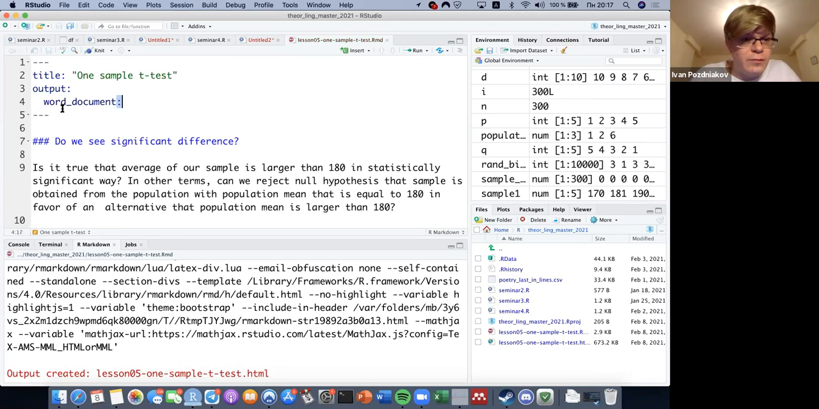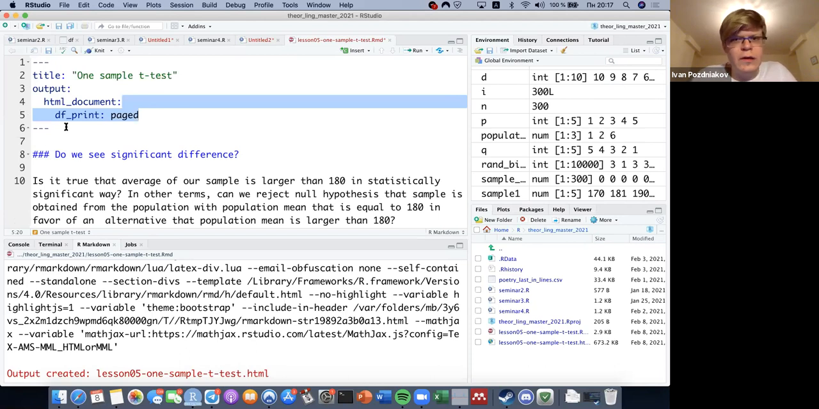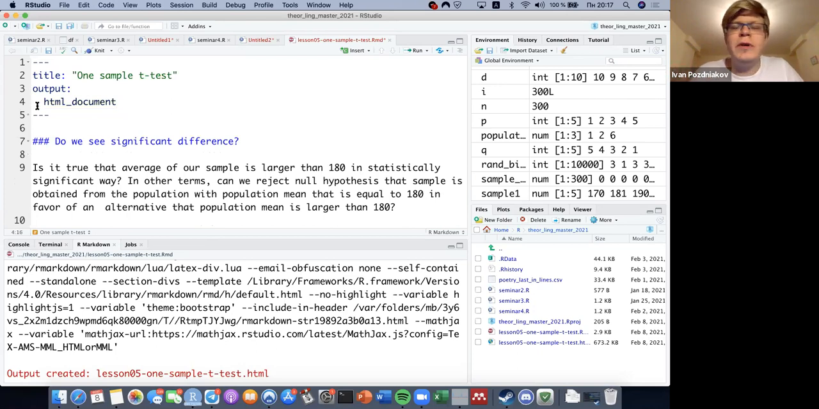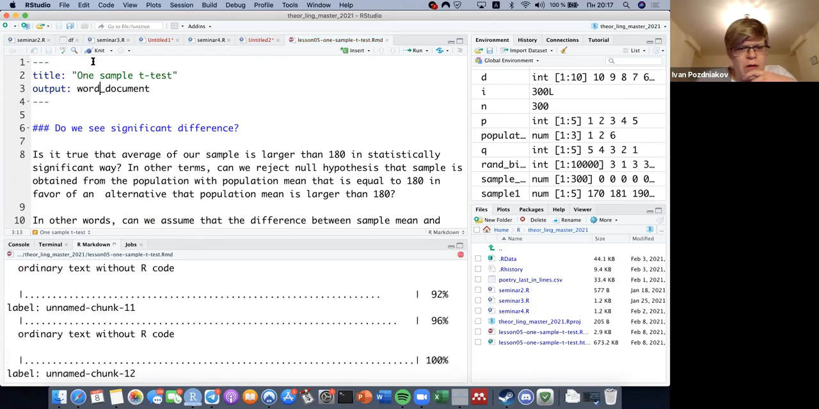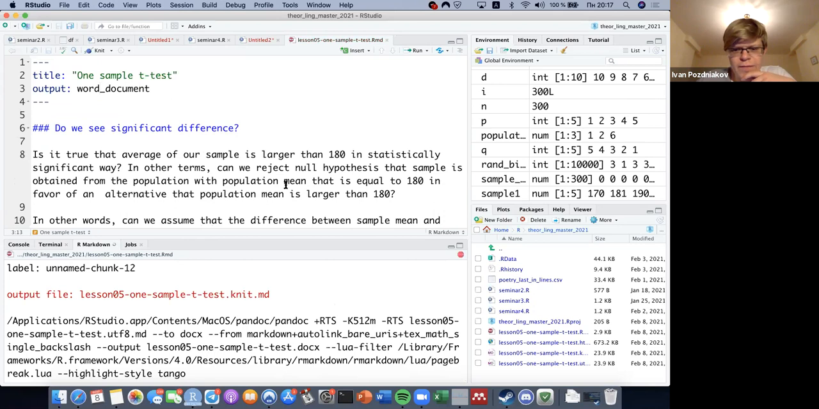Okay. So here is a header. This header uses the YAML language. YAML stands for yet another markup language, but then they changed the abbreviation to YAML ain't markup language. So it's another markup language, but here it's used just for setting parameters of the document. For example, if I set Word document instead of HTML document, it will create a Word file. It creates it.